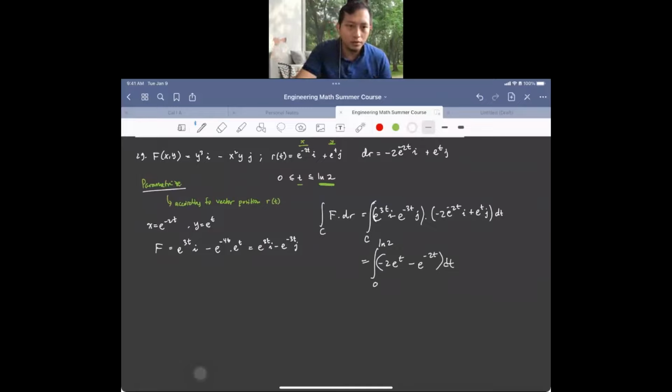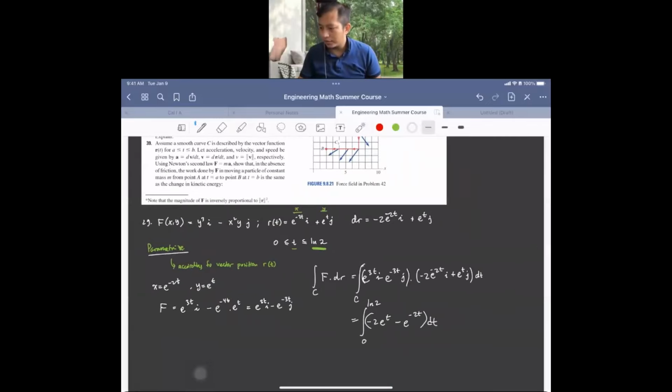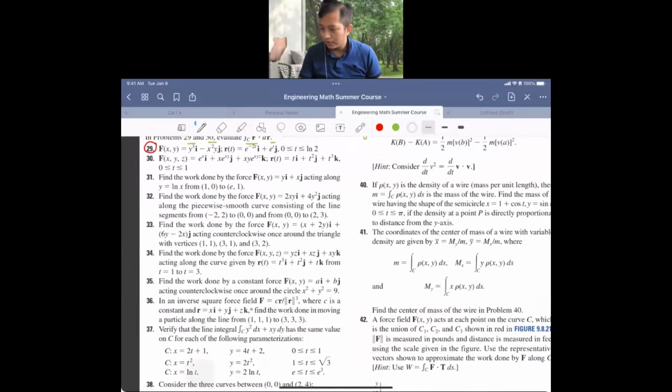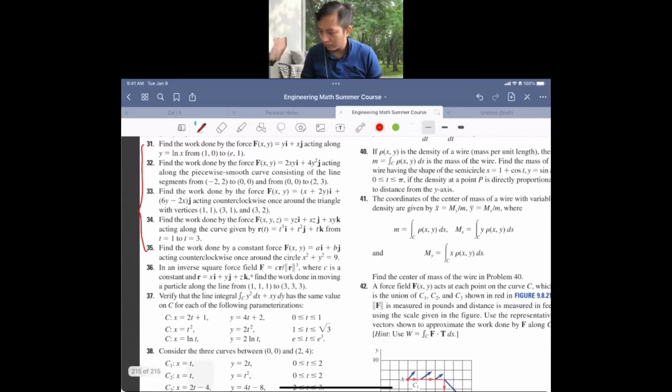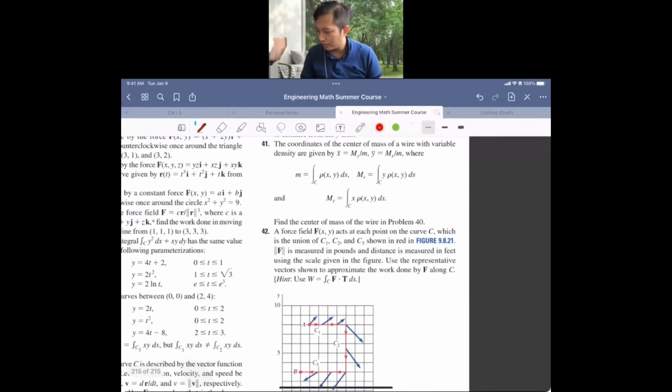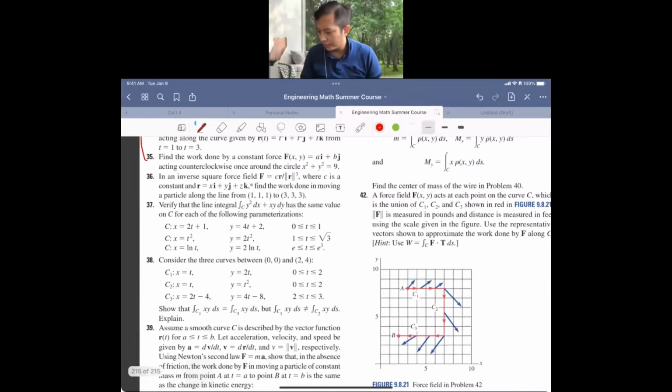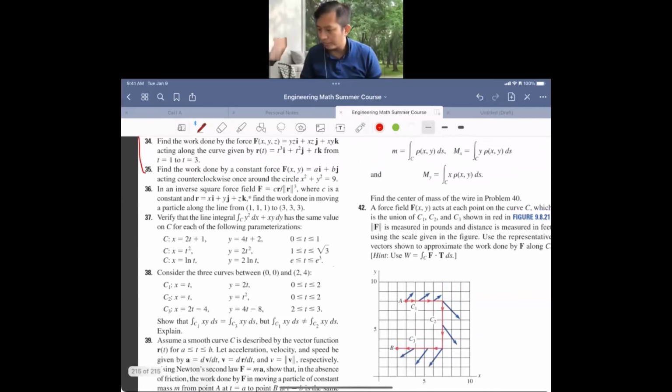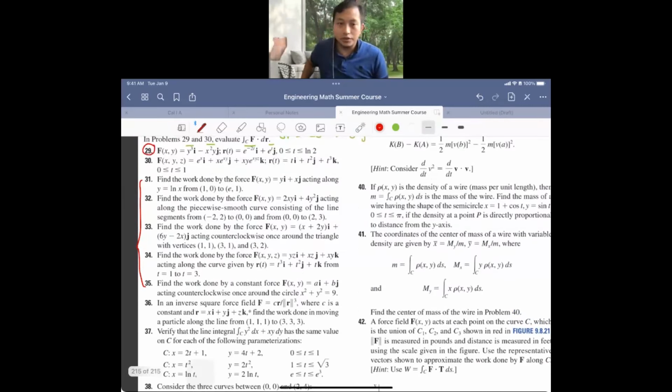What else? Maybe questions related to this from 31 to 35. Maybe we will take this. The other part is not our focus. Just verify the value. So we will have, I think, 31 to 35. So let's look at the numbers.